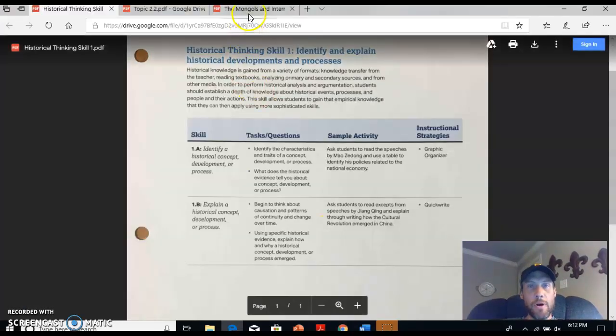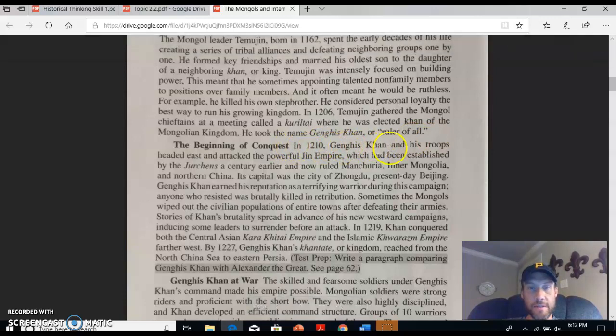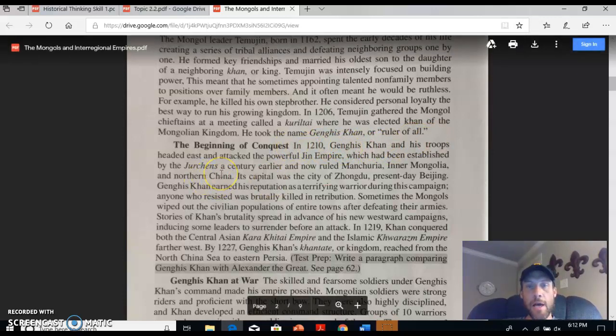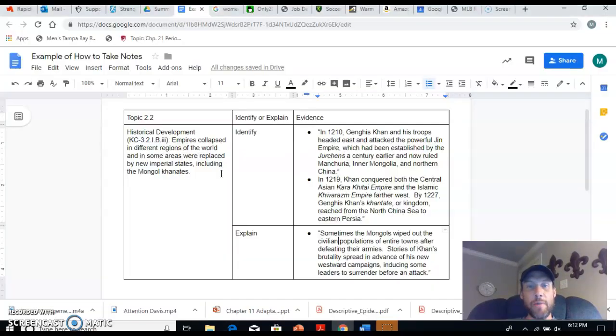As I was going through the Mongol reading, I got to this section called The Beginning of Conquest. You can see this isn't the first page. I'm just going along reading, and I see this first sentence where it's talking about Genghis Khan and his troops going down and attacking the Jin Empire. Well, that's this first quote that I saw here.